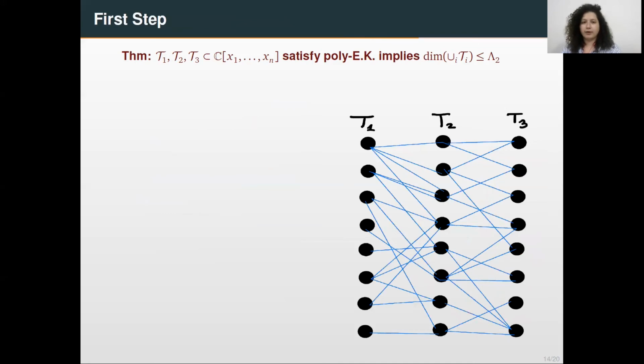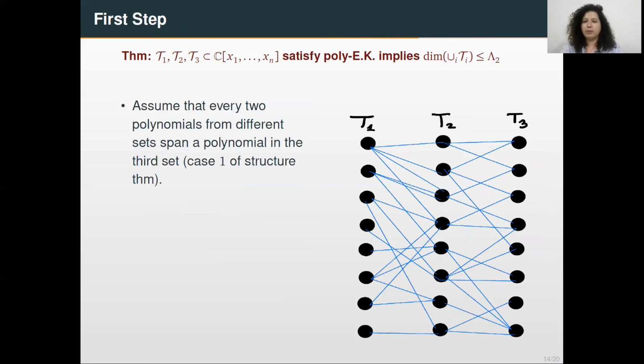So let's take the first step and assume that all the edges in the graph are blue. That means that every two polynomials from different sets satisfy case one of the structure theorem. Then we can just apply the Edelstein-Kelly theorem to the coefficient vectors of our quadratics and get that the dimension of the set is bounded by 5. So this is the easiest case.